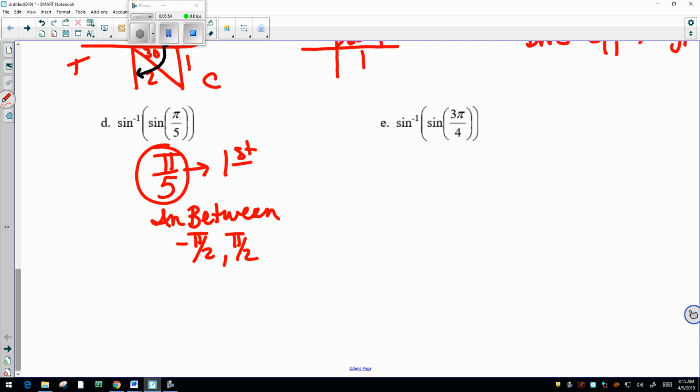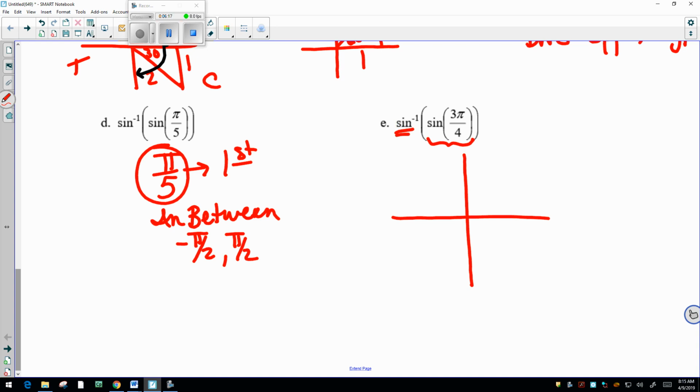Now, it's different over here with this one. I just can't say they undo each other and I'm done. I'm left with 3 pi over 4 because 3 pi over 4 is in your second quadrant. An inverse sine is not restricted there. So what do we do? We solve this one step at a time. So we work inside out. Order of operations says simplify inside, get an answer, and then work your way out.